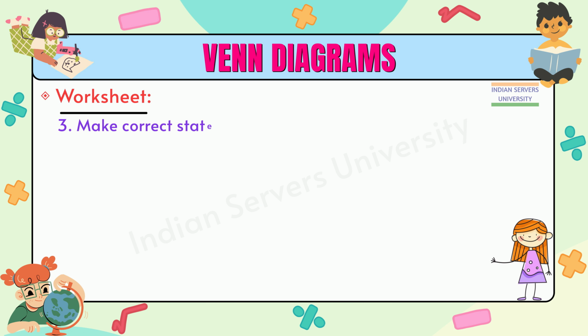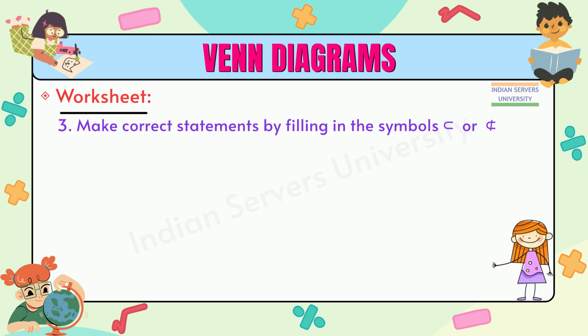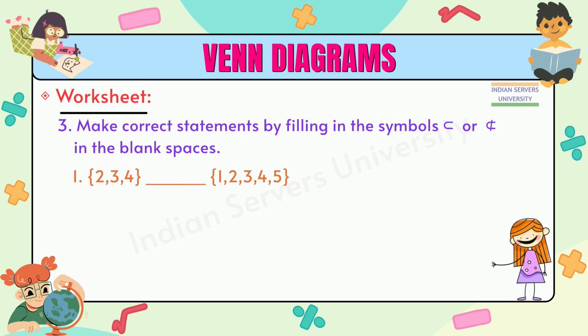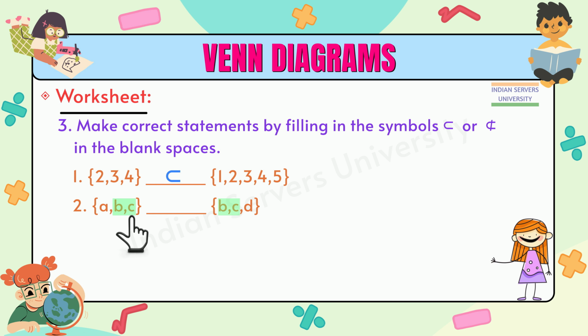Next one, make correct statements by filling in the symbols subset or not a subset in the blank spaces. First one, {2, 3, 4}, {1, 2, 3, 4, 5}. So 2, 3, 4 anevi ee set lo unnai kabatti subset avutundi. Next one, {A, B, C}, {B, C, D}. Indulo ABC undi, ikkada BCD undi. A miss ayindi. So this is not a subset.